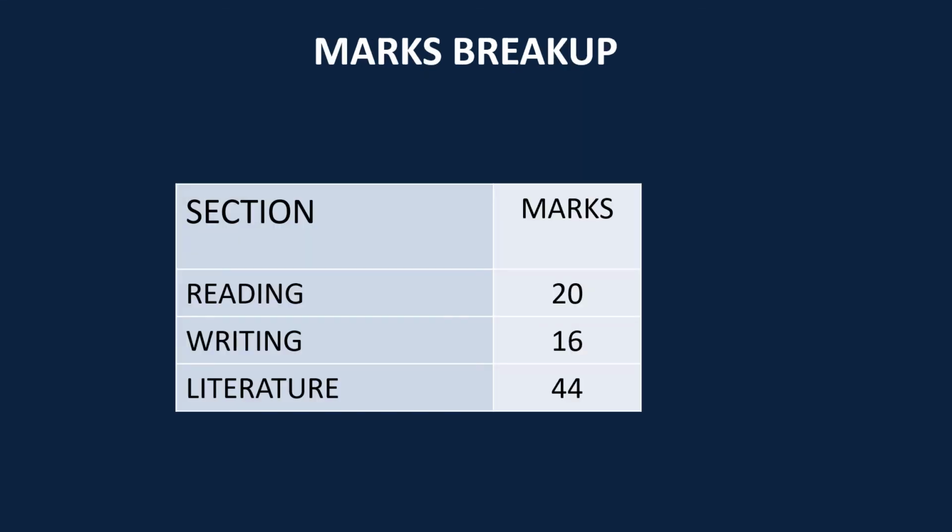Now we are going to do the most important, that is the section wise breakup, which will help you to focus better on the different sections. Now the reading is of 20 marks and everything is MCQ. The writing section marks have been reduced. It is now totally only for 16 marks. Speech and debate has already been deleted. The literature is for 44 marks, so more than 50% of your paper is made of literature.